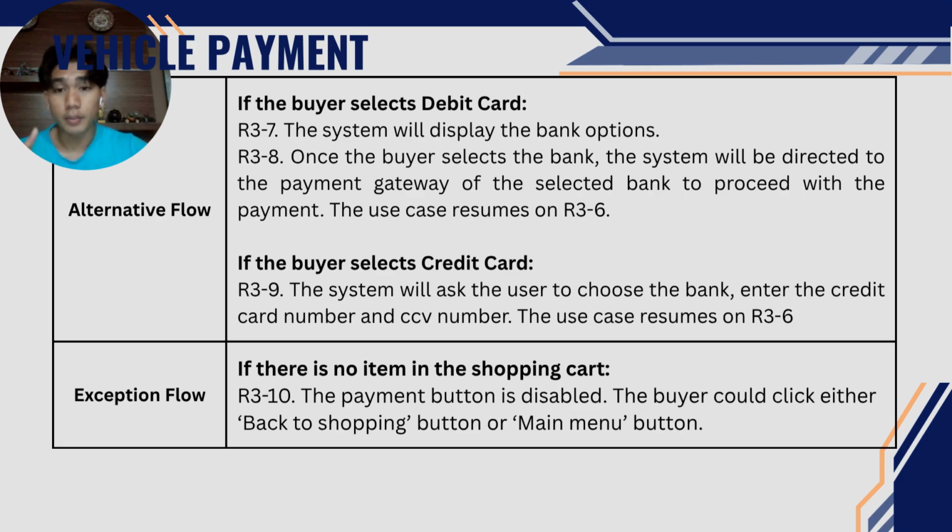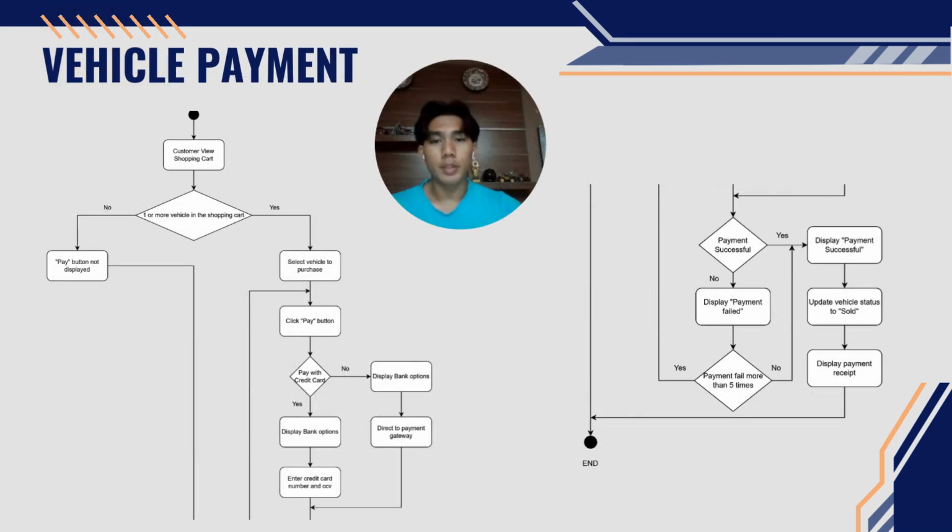And then finally, on the exception flow, if there is no item in the shopping cart, the payment button is disabled. The buyer could click either the shopping button or the main menu button. So the flow of the diagram for the vehicle payment is the customer views the shopping cart, and then if there is one or more items in the shopping cart, they can click the pay button. If not, they cannot click the payment button because there must be at least one item in the shopping cart.